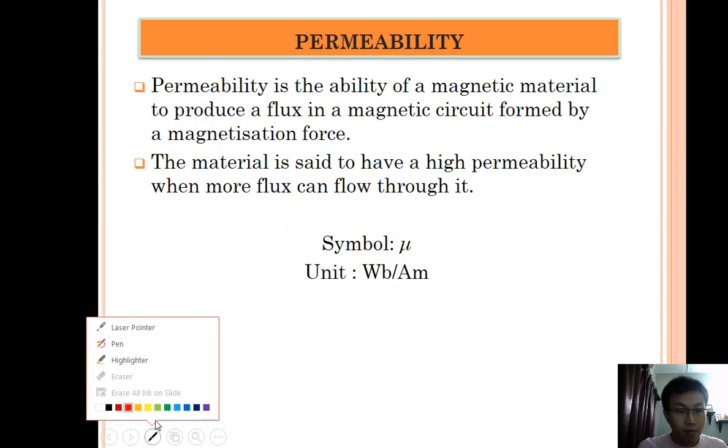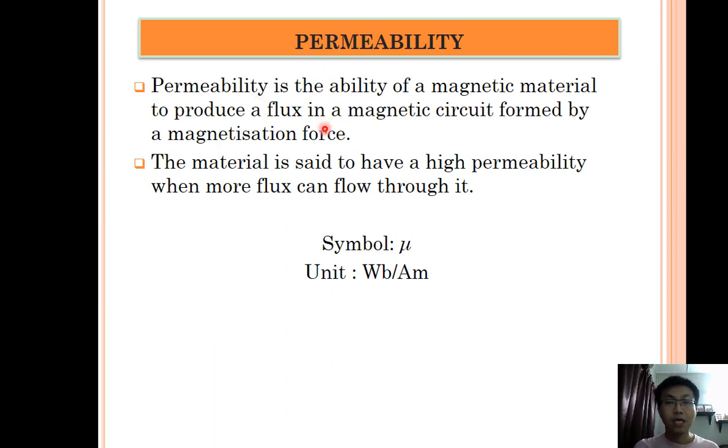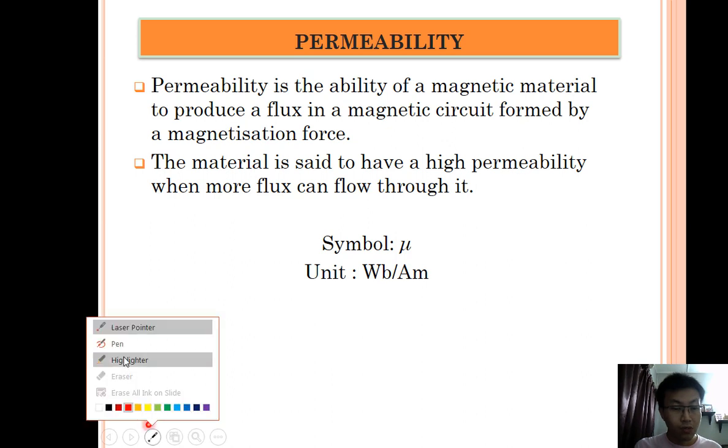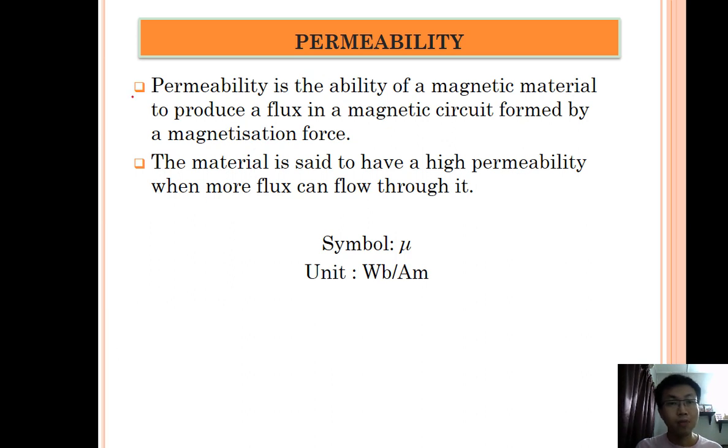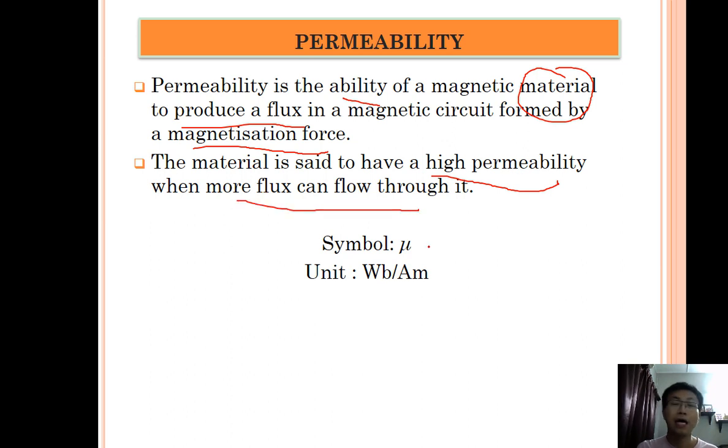Permeability is the ability of a magnetic material to produce a flux in a magnetic circuit formed by a magnetization force. I want to stress that permeability is the ability of a material to produce a flux when we have a magnetization force. The material is said to have a high permeability when more flux can flow through it. The symbol is mu, and the unit is Weber per ampere meter.